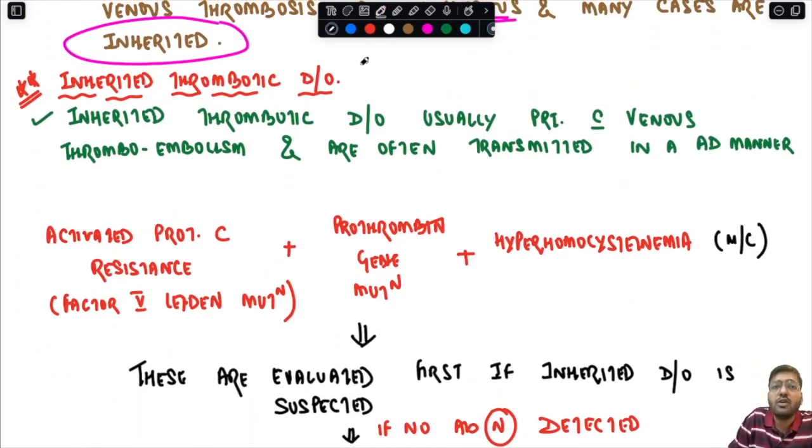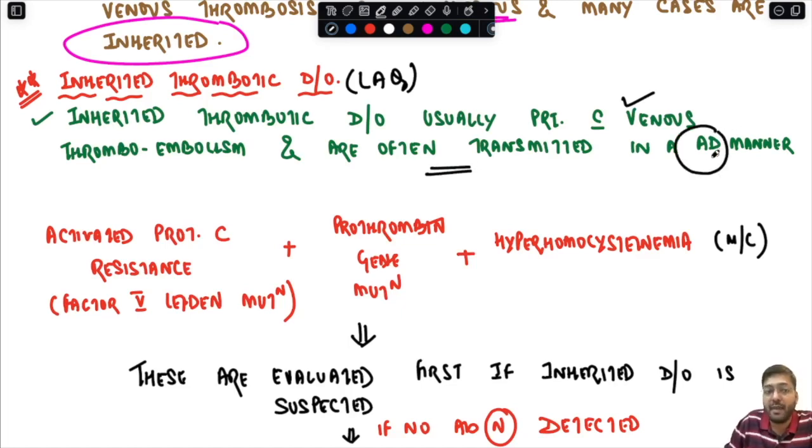As I told you, inherited thrombotic disorders can come as a long answer question, or they might just ask about the factor V Leiden mutation or APC resistance, or antithrombin and protein C deficiency, in detail. Inherited thrombotic disorders usually present with venous thromboembolism, and they are often transmitted in an autosomal dominant manner.